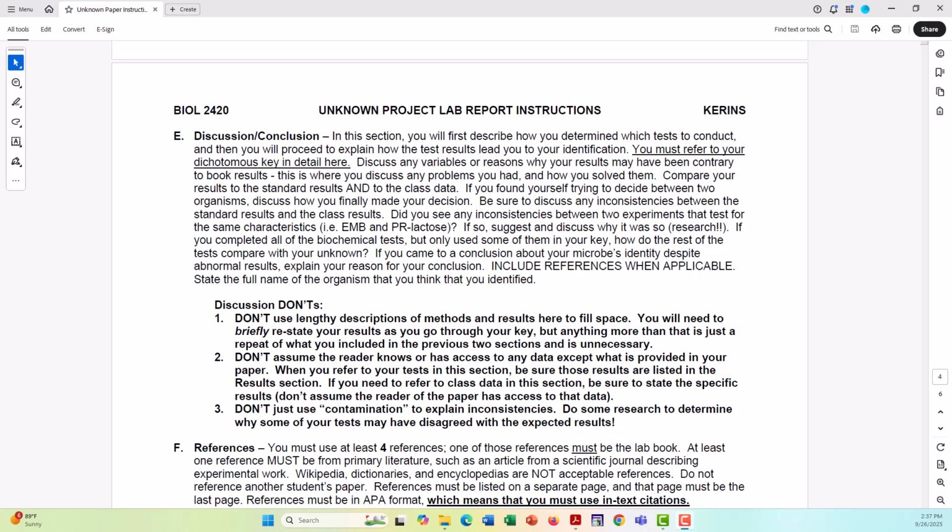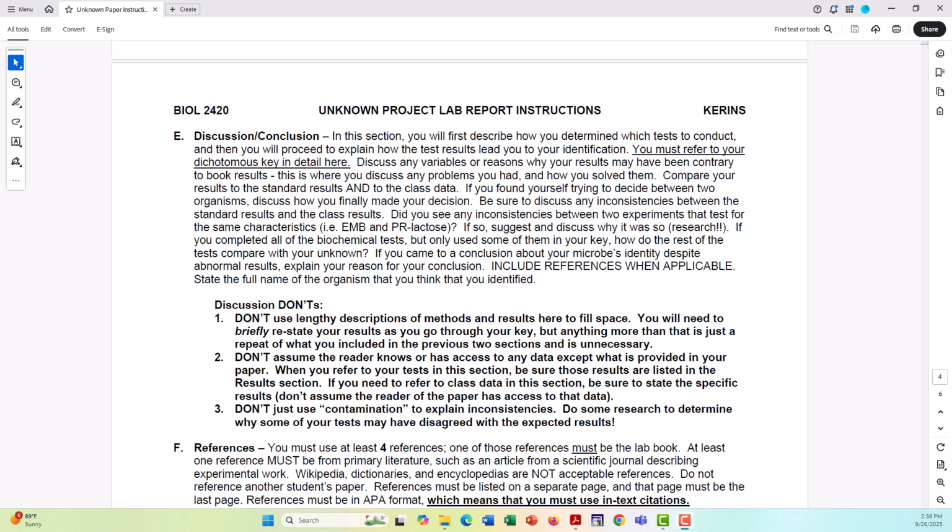Let's see. If you decided to do all of your biochemical tests, all of the tests that are in the book, but you only used some of them in your key, when you walk through your key, you're obviously not going to address all the tests. You're only going to address the tests that are in your key. But if you did all the tests, this is where you can talk about the tests that were not in your key. How did those results compare to the standard results? How did those results compare to the class data? Talk about those things.